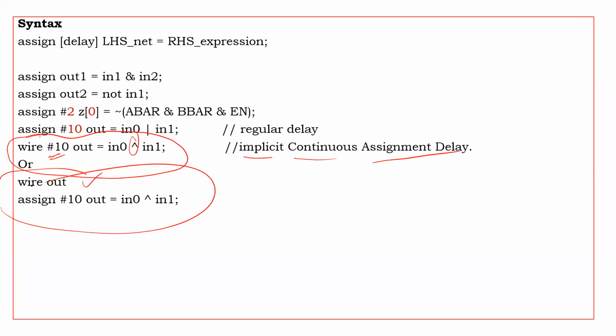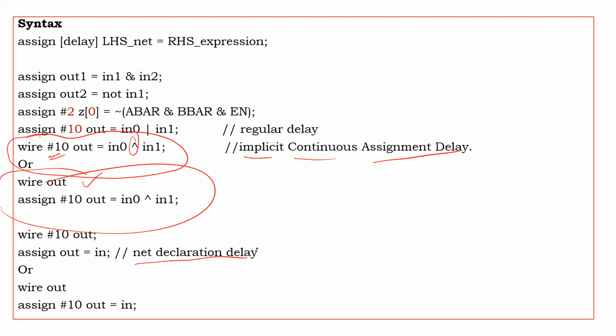One more thing: wire #10 out; assign out equals in. This is the net declaration delay. So the first one is regular delays, the second is implicit continuous assignment delay, and the third is net declaration delay. Wire is a net generally, and we are declaring the delay at the net only. Then you can write assign out equals in.